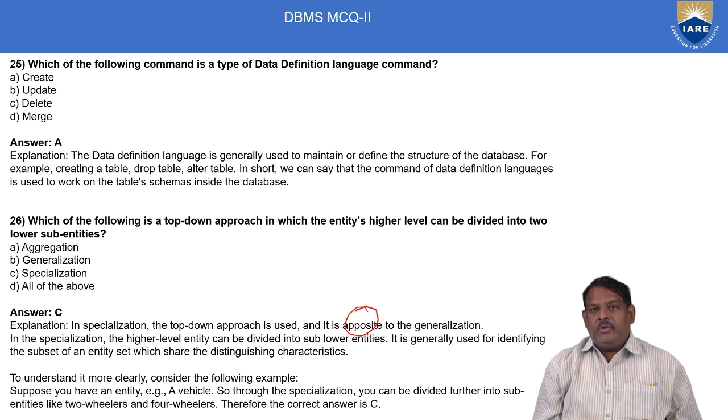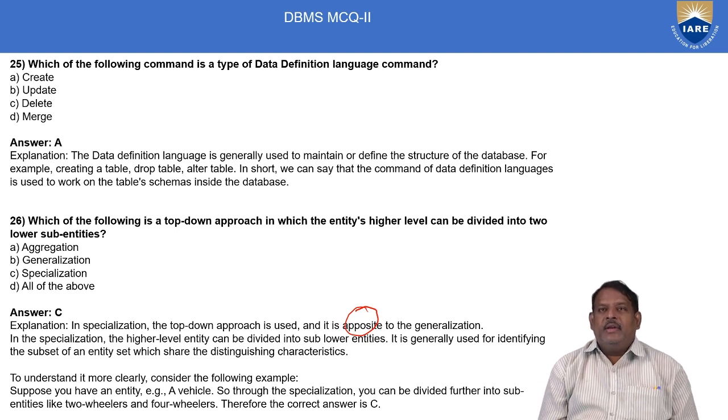So here what we learn is that specialization is a top-down approach in which the higher level entity can be subdivided into lower entities. And we have seen an example here: a vehicle is an entity set, and it can further be divided into sub-entity sets. For example, a two-wheeler is one subset, and a four-wheeler is one subset.